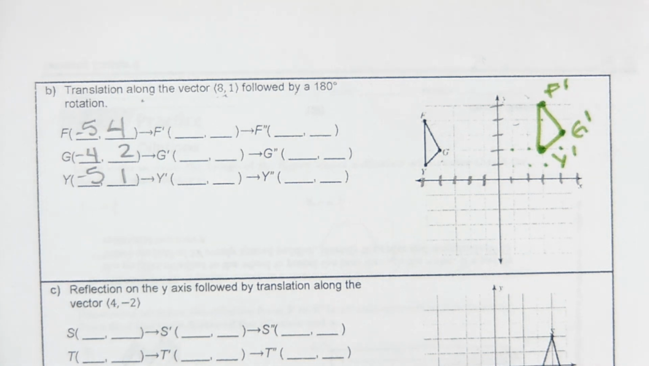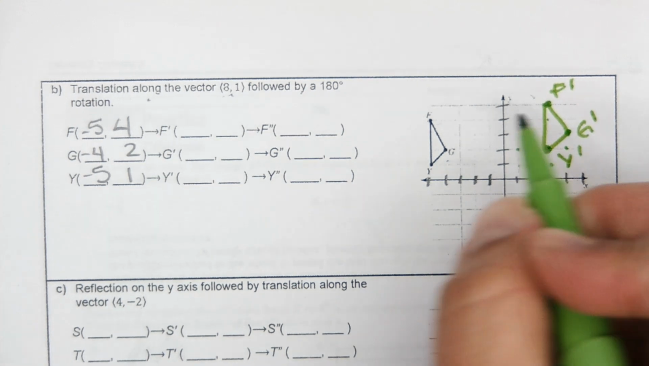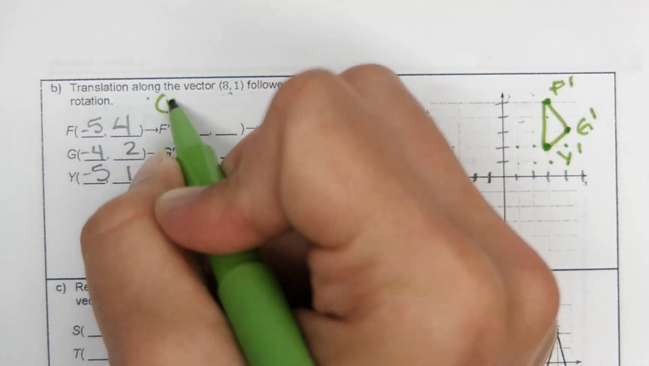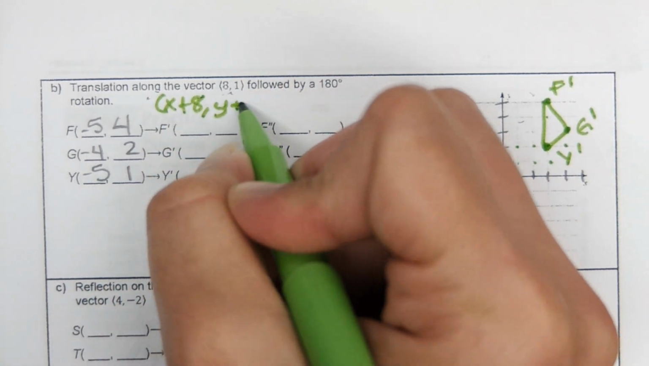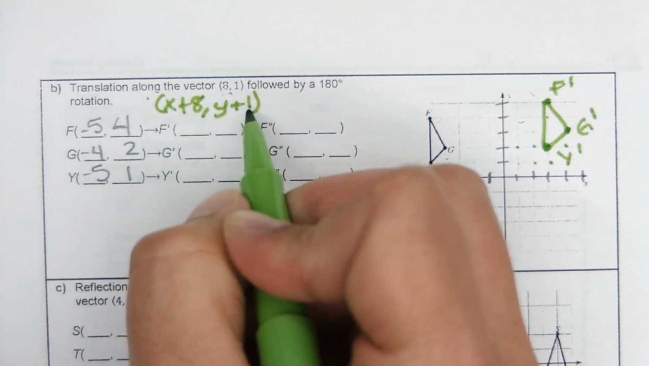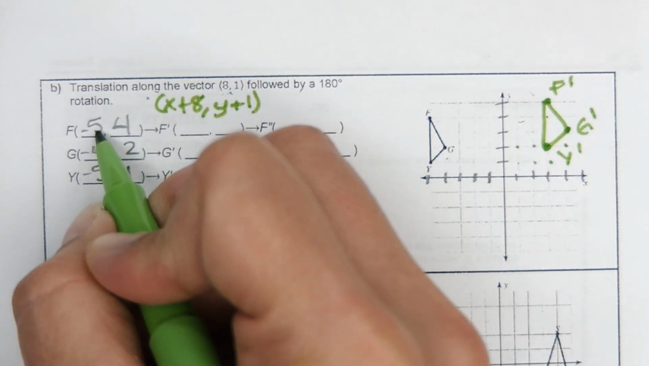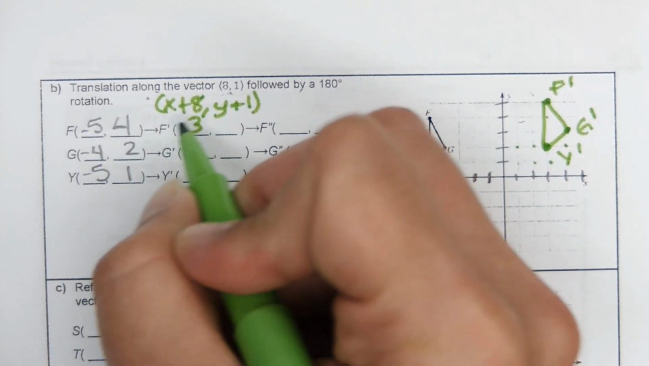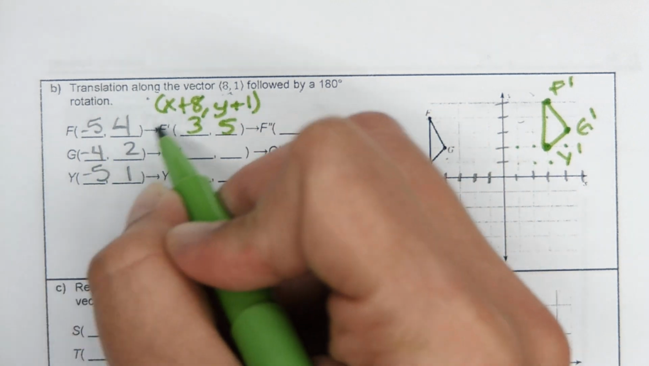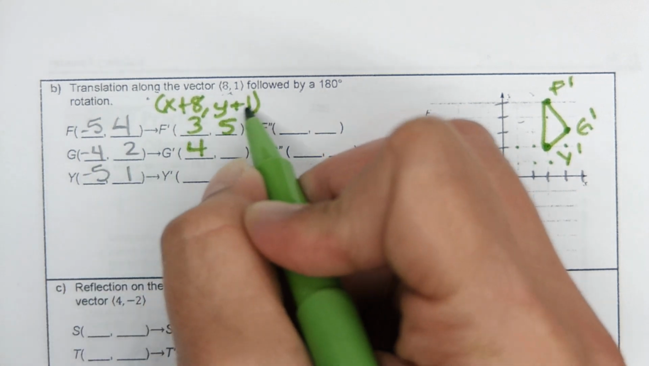You could also use the coordinates, like (8, 1) would be x plus 8, y plus 1. So I can add this to the coordinates as well. So like negative 5 plus 8 would be 3, 4 plus 1 is 5. Negative 4 plus 8 would be 4, 2 plus 1 is 3.